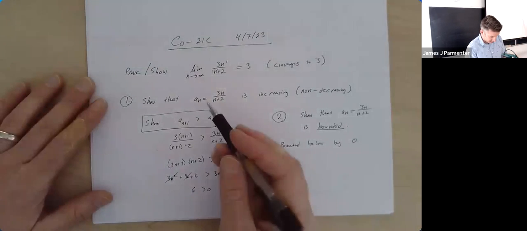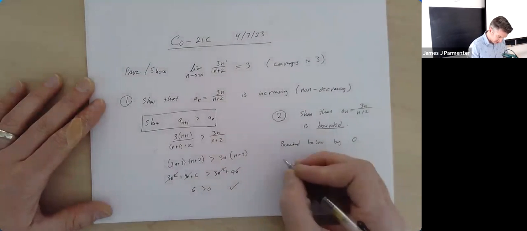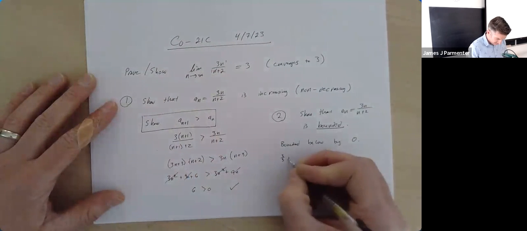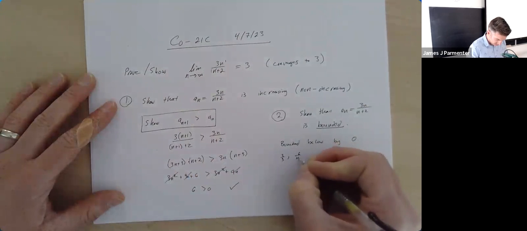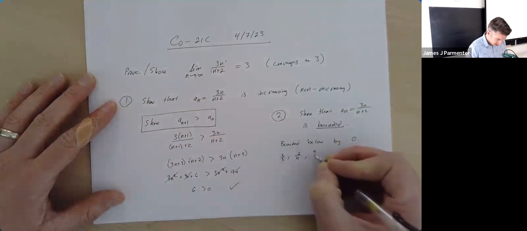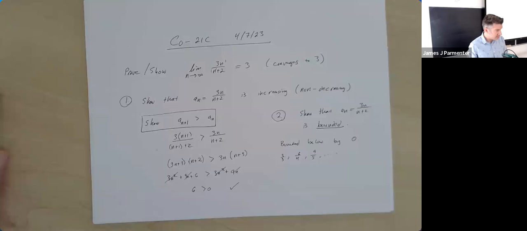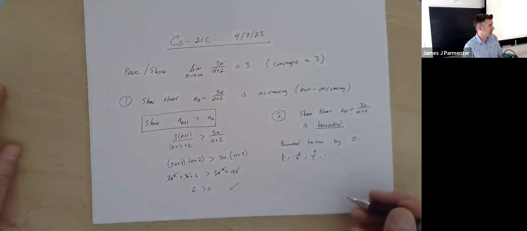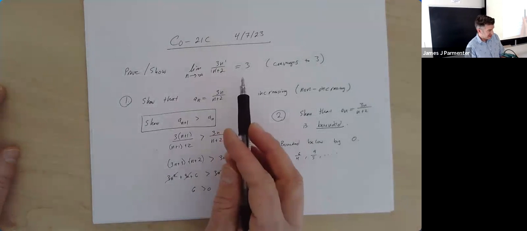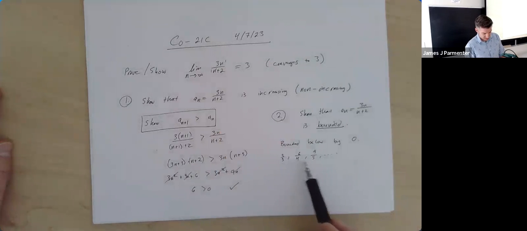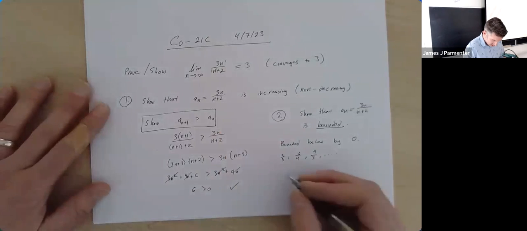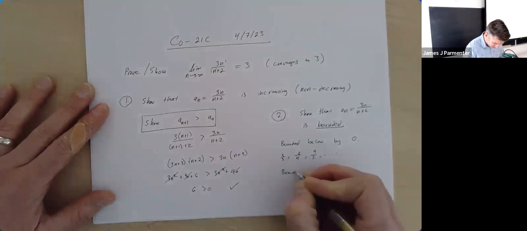If I start writing out terms, if n equals 1, I get 3 over 3, which is 1. If n equals 2, I get 6 over 4, and so on, 9 over 5, et cetera. Well, I'm not going to pick the least upper bound. I'm going to pick 4. I know that if the limit is 3, this thing looks like it's getting larger and larger, but it's always under 3. I could probably pick 3, but I'm going to pick 4. So bounded above by 4. Let's check.